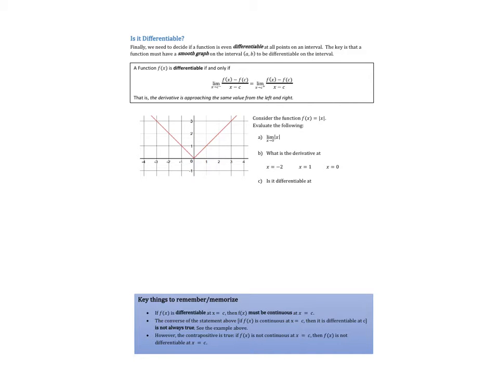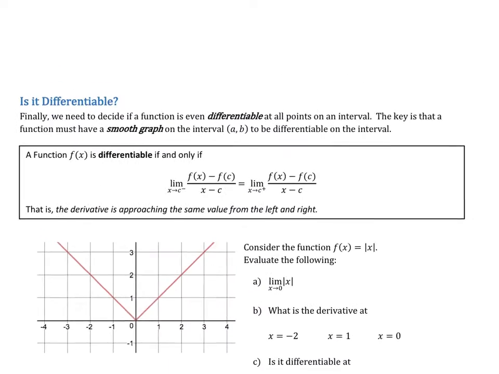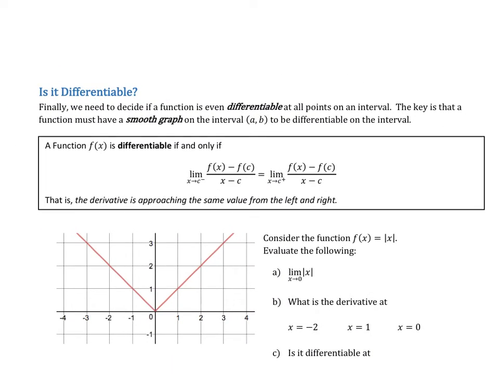One more little topic that we need to cover is if something is differentiable. When we're trying to find a derivative, before we do anything, we've got to know whether a function actually has a derivative. Not all functions have derivatives at all points. So we need to know if something is differentiable on an interval. Basically, the key is we're looking for a smooth graph, all right?